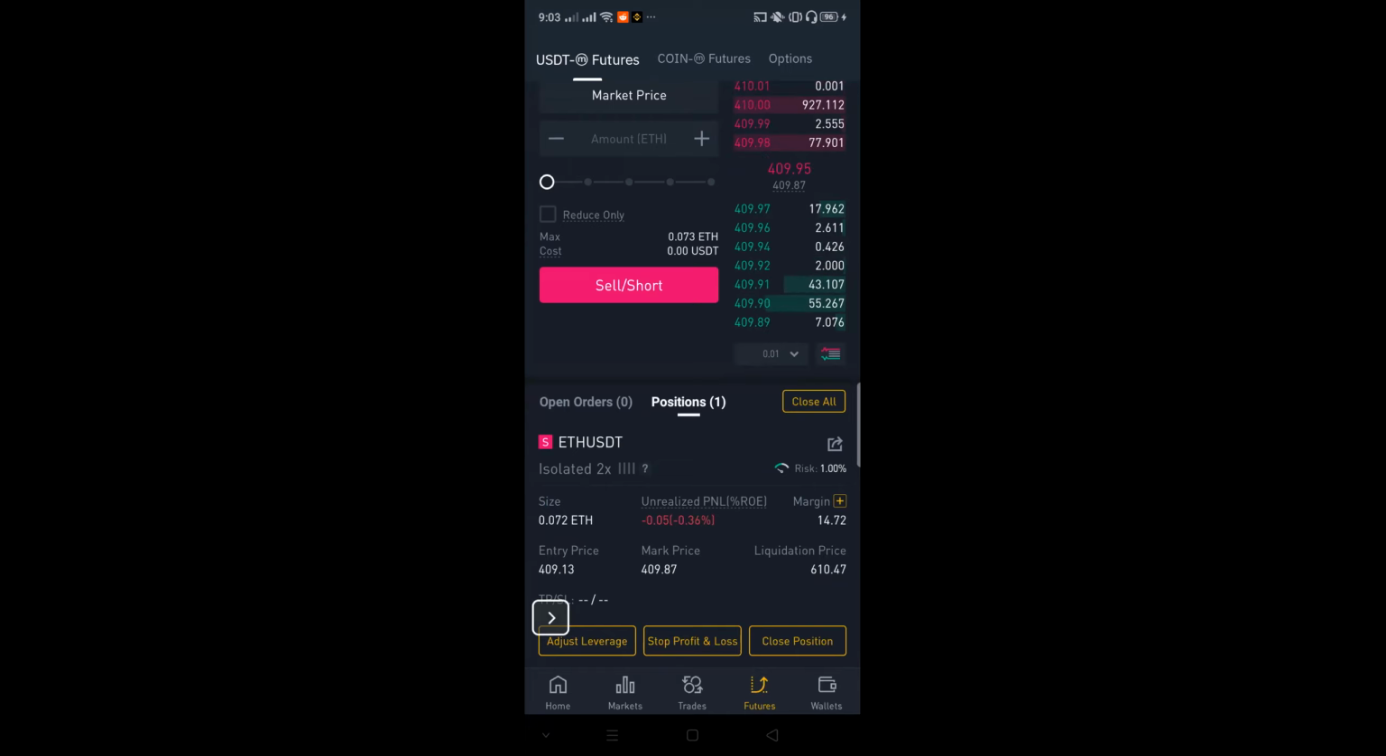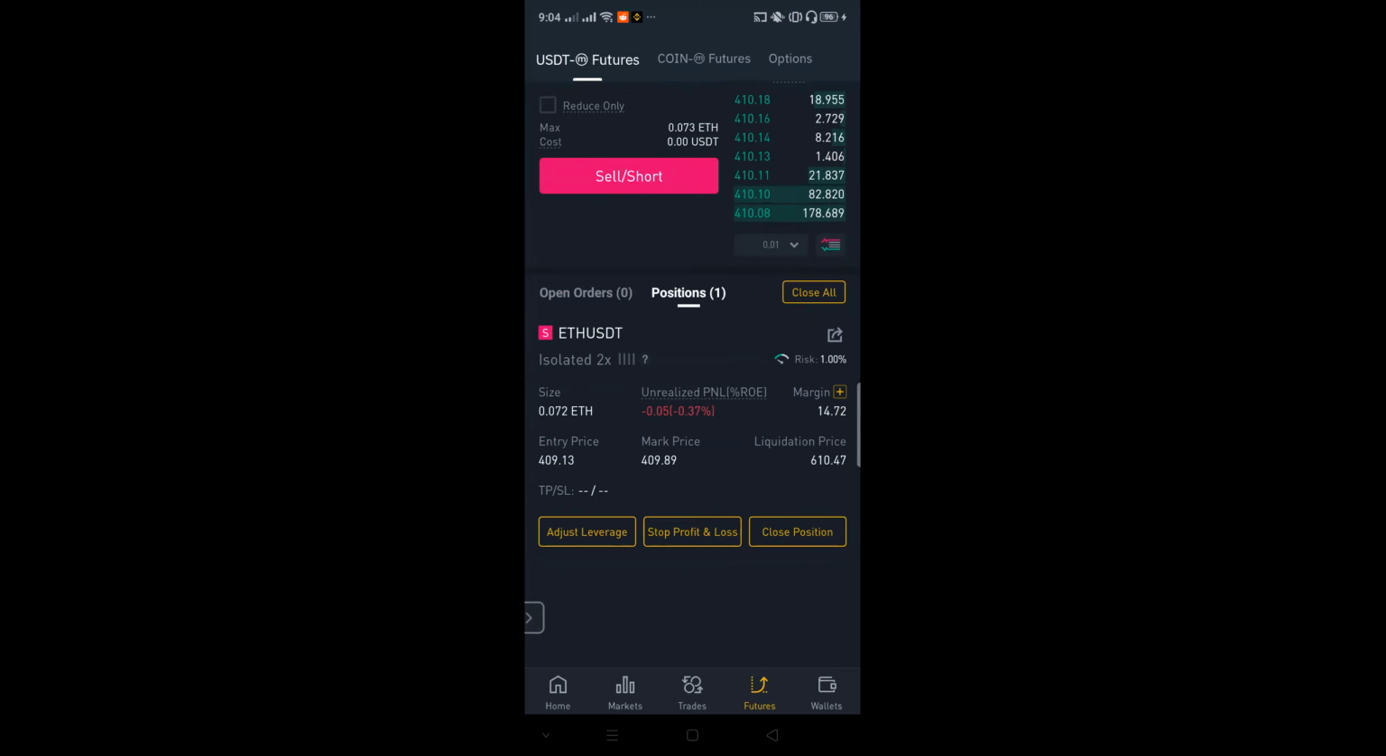Now, for you to be sure that, yes, I'm using the house money, $14 can only buy at 400, can only buy 0.036 Ethereum. But because I'm using the leverage of 2x, that's why it's giving me 0.072. So I'm using part of their money to do the trade.